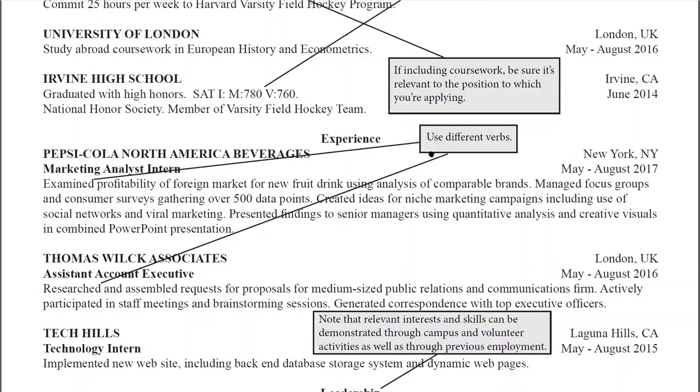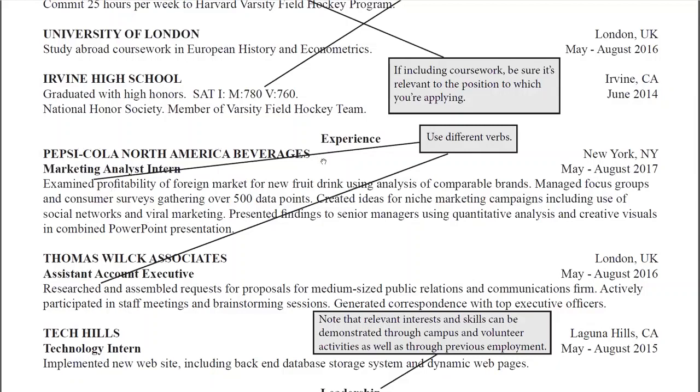And experience, use different verbs, right? Examine, so these are action verbs. Examine, and then researched. So use action verbs. If you can remember, related to the 7 C's of communication, this was like putting action into verbs rather than nouns. You should not write "did examination." No, rather put action into verbs. Examine the profitability of foreign market.